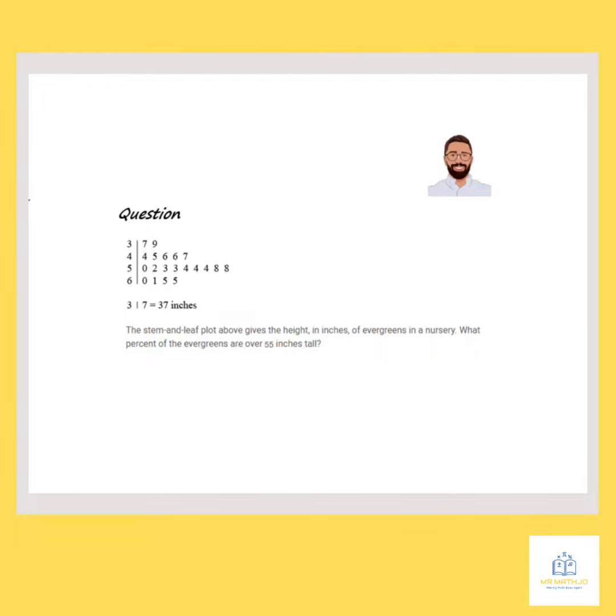So today's topic is from a previous SAT exam paper, and it's basically about stem and leaf diagrams. I'm given this diagram and a key, which is 37 inches. So 37 means 37 inches, and 50 means 50 inches, 61 means 61 inches, and so on. The stem and leaf plot gives the height in inches of evergreens in a nursery.